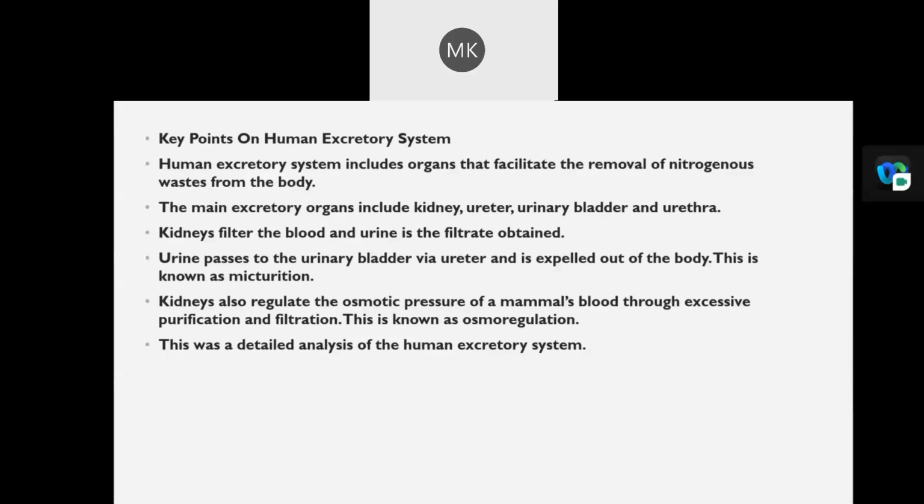This is known as micturition. The kidneys also regulate osmotic pressure and maintain the blood through excessive purification and filtration. This is known as osmoregulation. This is the detailed analysis of the human excretory system. Thank you, ma'am.